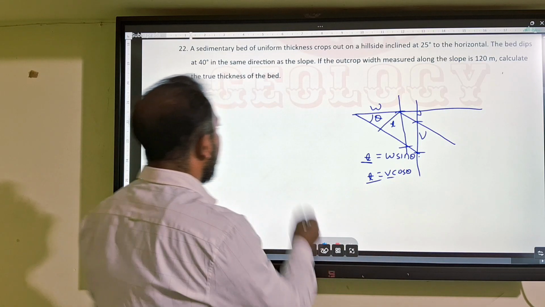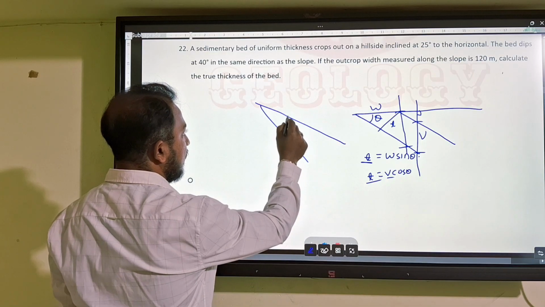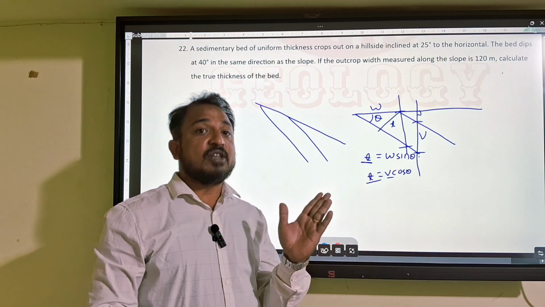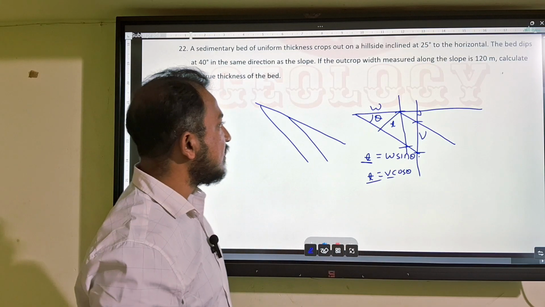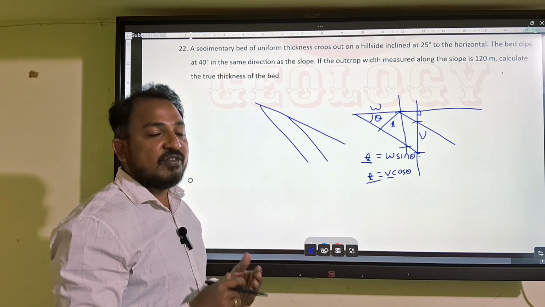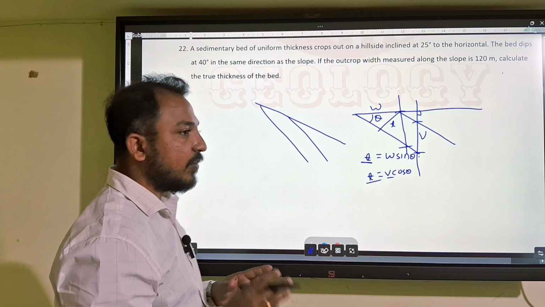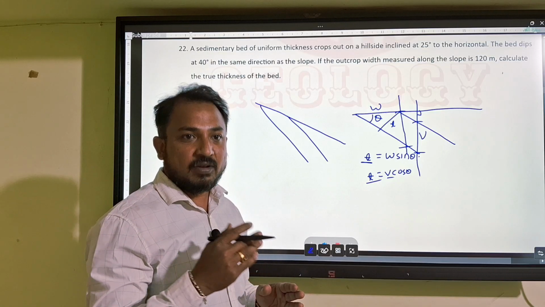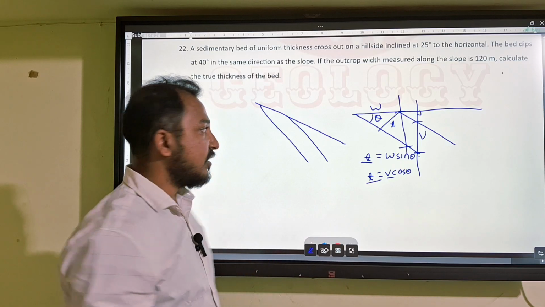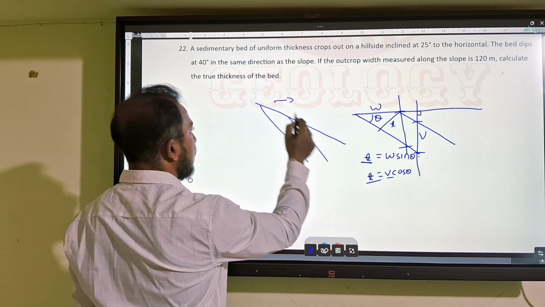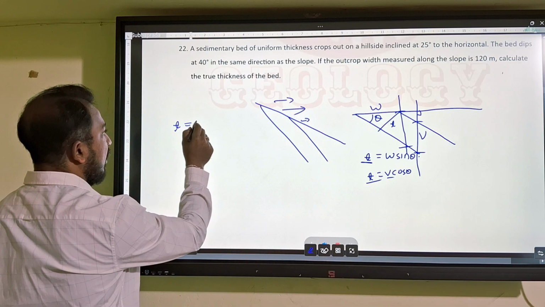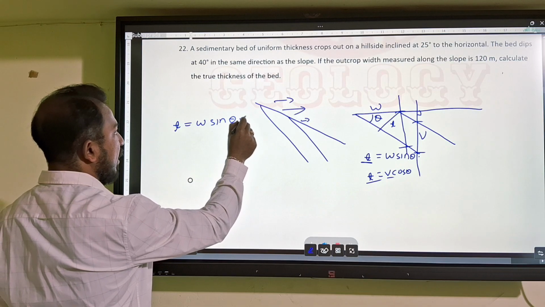Then sometimes these beds are exposed on a sloping surface like this. The ground surface is not always horizontal. Sometimes they can be exposed on a mountain slope. In that case, how will we calculate the true thickness? There are two conditions: whether the bed and the ground slope are in the same direction, or in different directions. Suppose this is the bed, it is dipping in this direction, and the ground surface is also dipping in the same direction. In that case, remember T can be calculated as W sine of theta minus I.